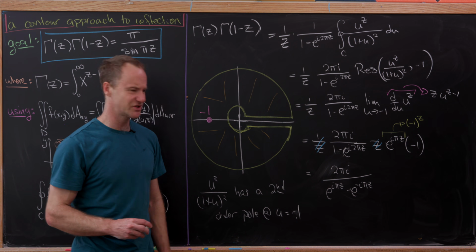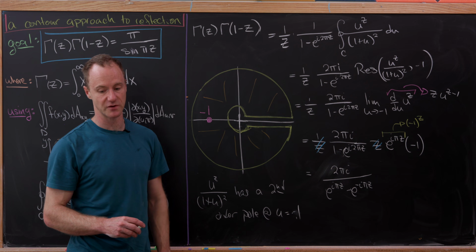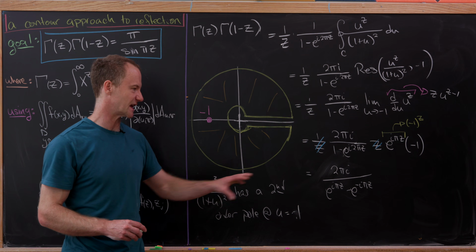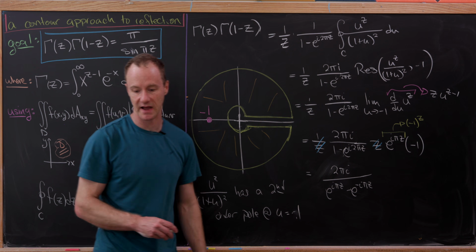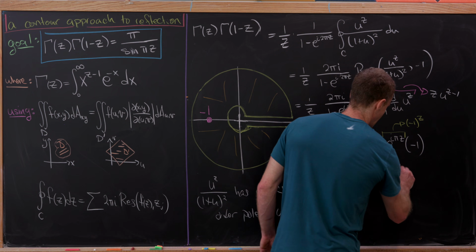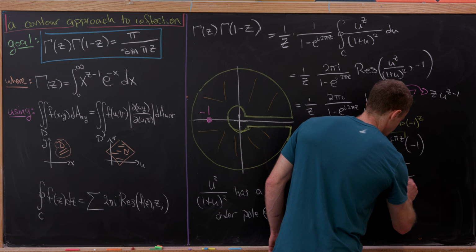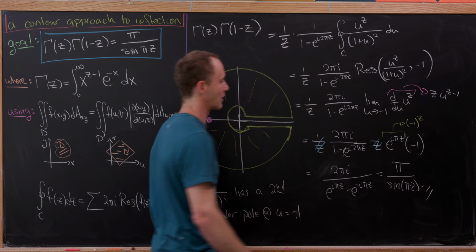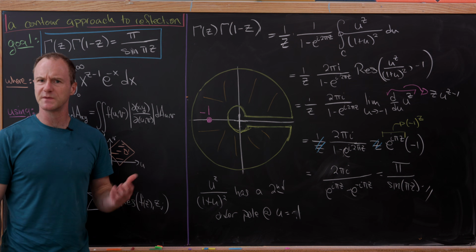Oh, but notice that's just the complex exponential version of the sine function where the reciprocal has been taken, and well, we've multiplied by pi. So that gives us pi over sine of pi times z. But check it out, that's exactly where we wanted to end. So thanks for sticking around.